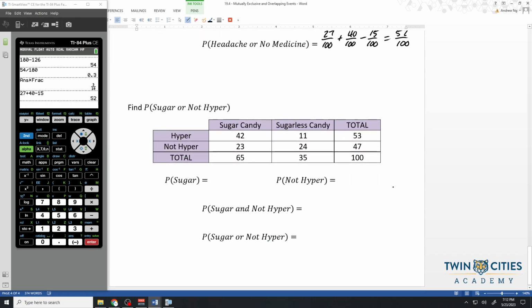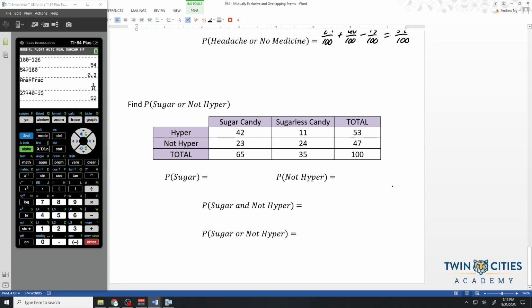In this last example, I'm comparing sugar candy versus sugarless candy. Let's say I've got 100 children whose parents signed a waiver for this experiment, and we're just going to give them a piece of candy. We're not going to mention anything else. We're just going to say, here's a piece of candy. Why don't you have it?